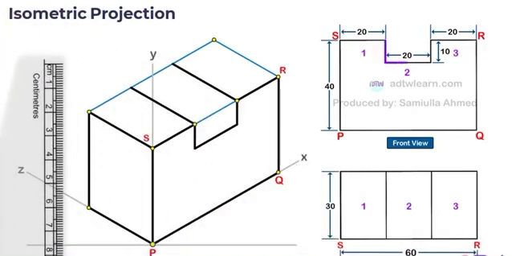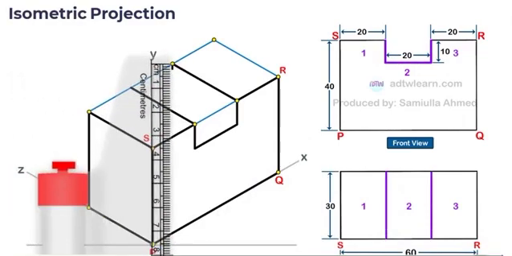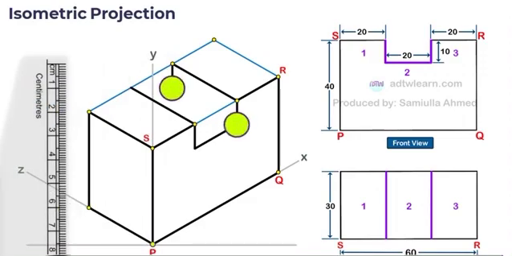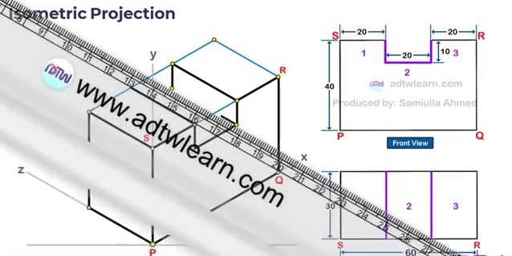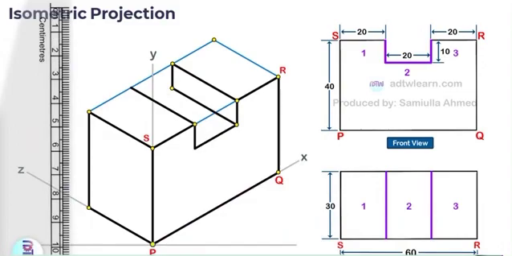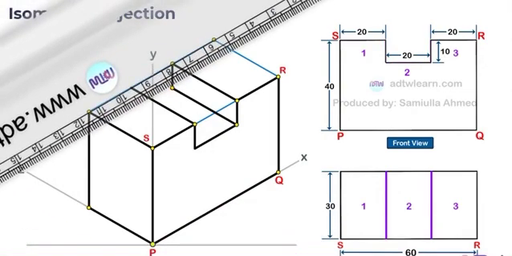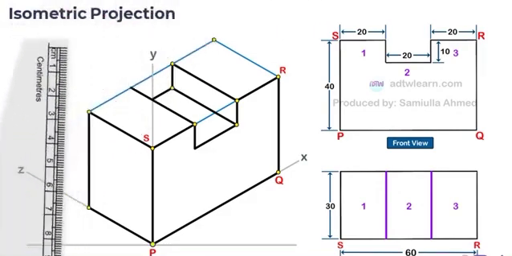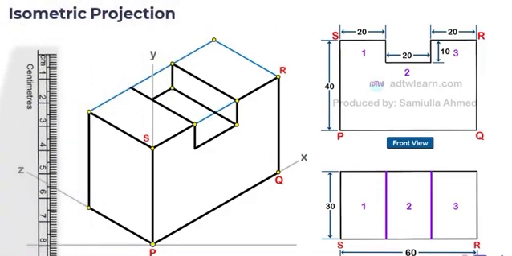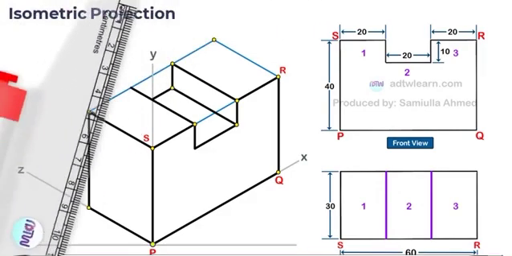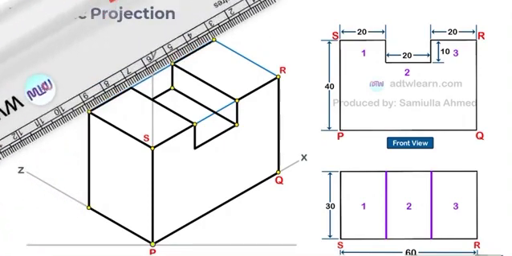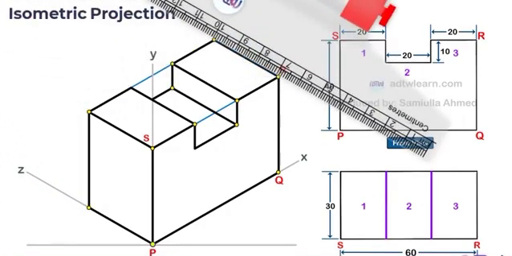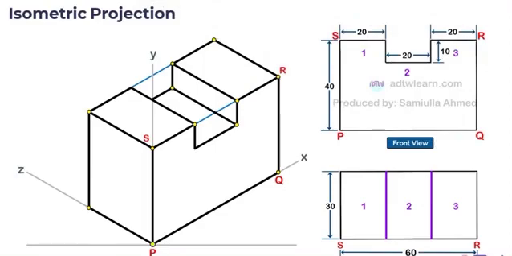We can see this slot is throughout the object. Therefore, we need to draw a 10 mm vertical line from this point and join these points with a line. After this, draw a parallel line to the x-axis from this point up to here. At the end, we need to darken the required visible lines. This is the final required isometric view of the object.